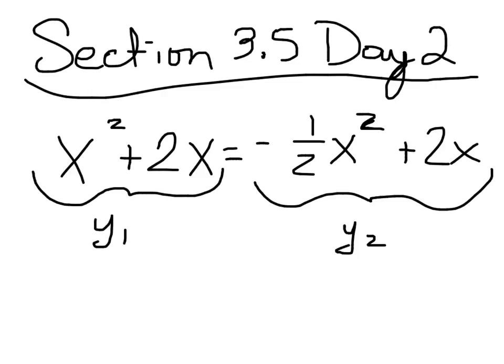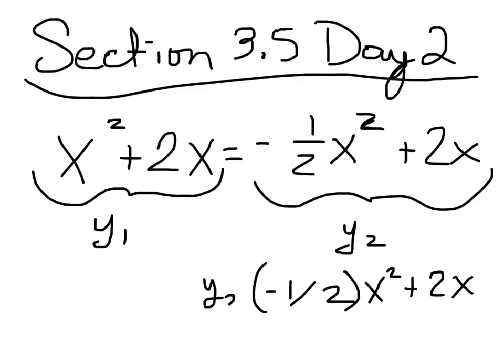So the first thing that you're going to do, just like yesterday, turn the calculator on, go to Y equals, you type in x squared plus 2x on y1. How do you do negative 1/2? Negative 1 divided by 2. Yes. Then x squared plus 2 would be in y2. And then again in y1 you would have x squared plus 2x.